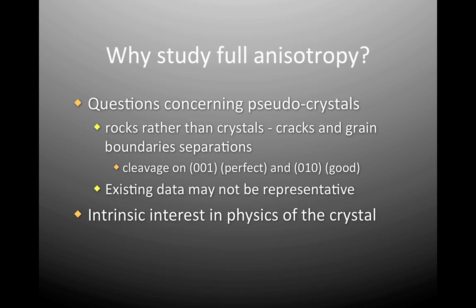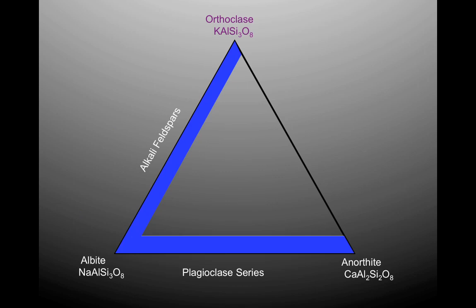Note that there's a cleavage on the 001 and 010 directions. So the existing data may not be representative, and if we're going to use the data to estimate rock properties, we need a better data set. Furthermore, there's intrinsic interest in the physics of the crystal by getting all 21 elastic properties.